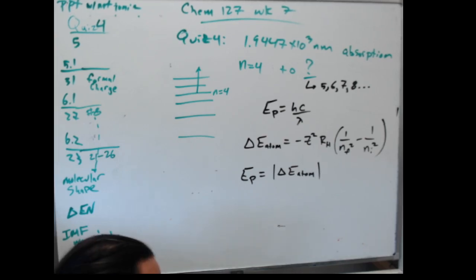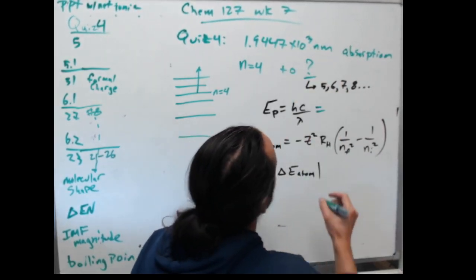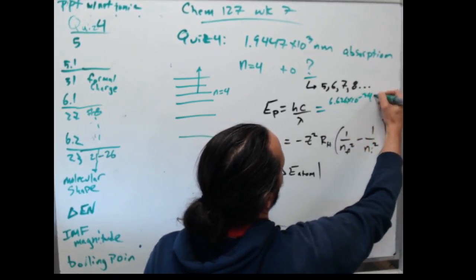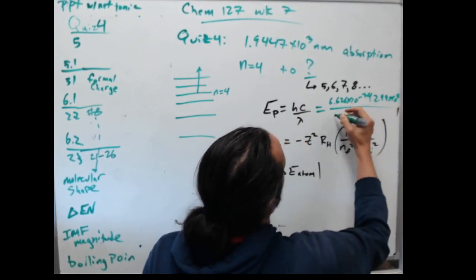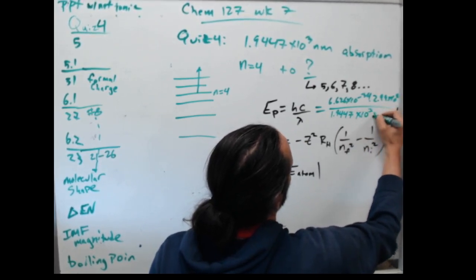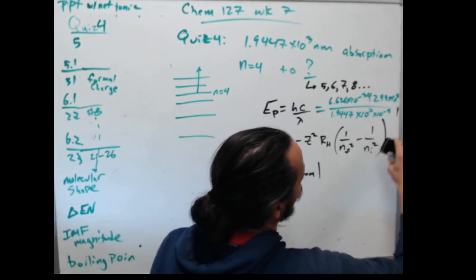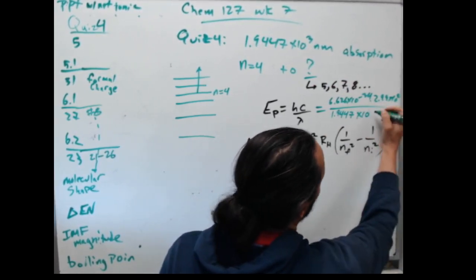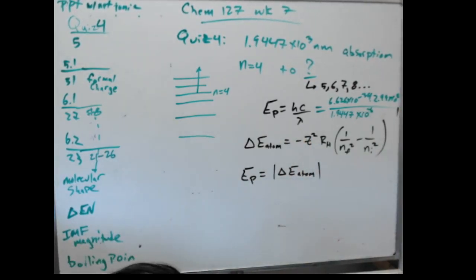So first thing we can do is use that first equation to calculate the actual energy of the photon. I have my wavelength, so I can do 6.626 times 10 to the minus 34 times 2.99 times 10 to the 8th, divided by 1.9447 times 10 to the 3rd times 10 to the minus 9, because nano is 10 to the minus 9. I can just put these two things together, the 10 to the 3rd and the 10 to the minus 9. It's going to be a 10 to the minus 6. Plug that all into my calculator.